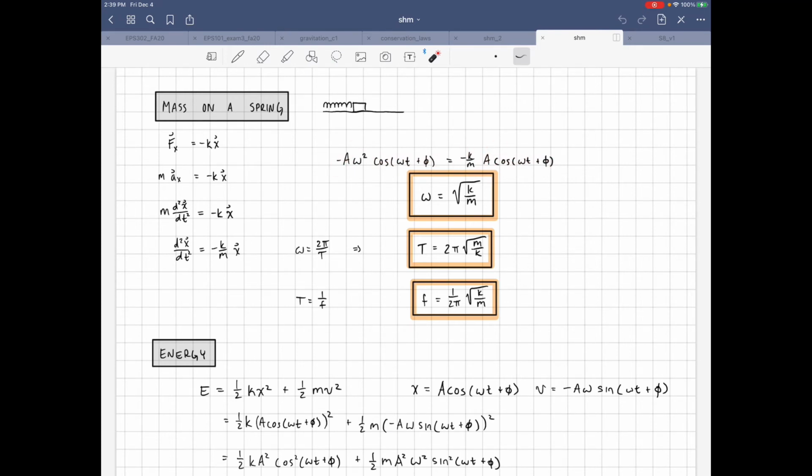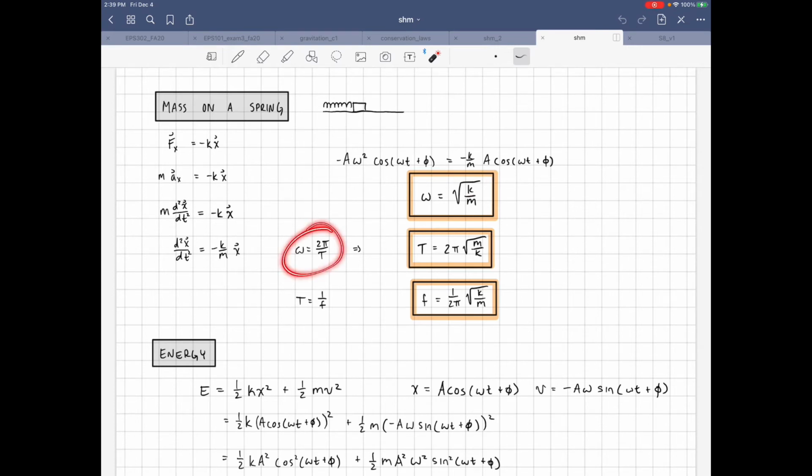And so omega squared has to equal k over m. So omega has to be the square root of k over m. Remember, k here is the spring constant, right? So it's specific to the properties of the spring that you're using. So the angular frequency for this simple harmonic motion is going to be dependent on the spring that you use and the mass that's undergoing the simple harmonic motion.